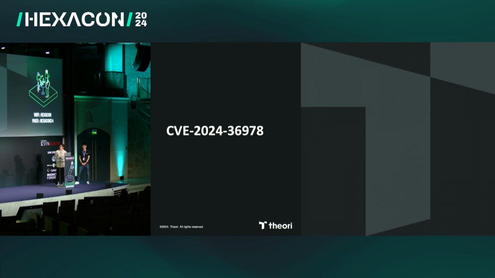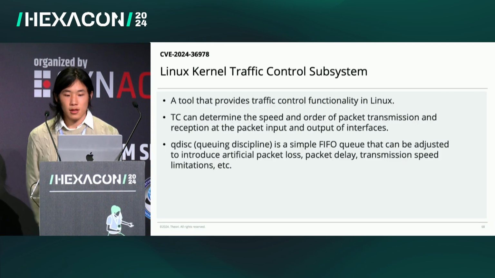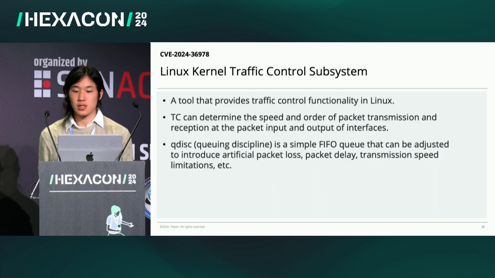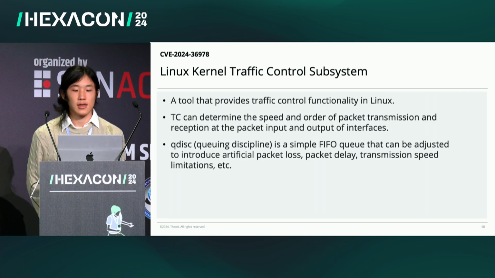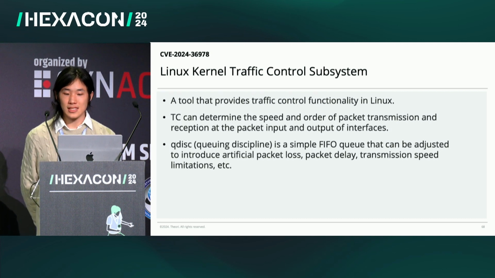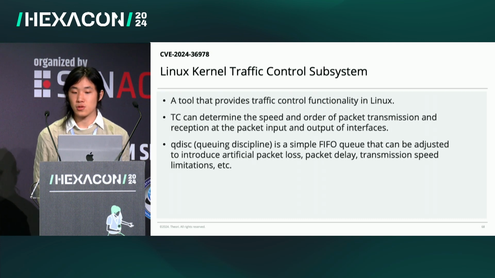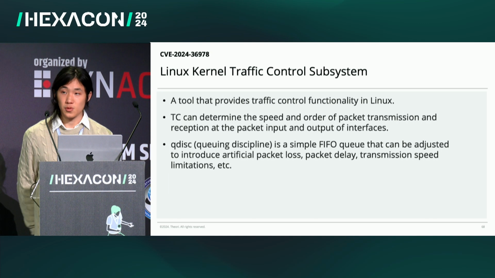Bonjour, everyone. Now I'll talk about CVE-2024-36978, which was used in the mitigation of the kernel exploits at the kernelCTF. This vulnerability occurs in TC, which stands for Traffic Control subsystem. TC is responsible for managing the speed and order of packets, and it is managed by qdisc, a simple FIFO queue that handles the context of those packets.